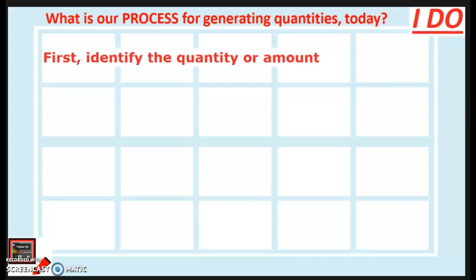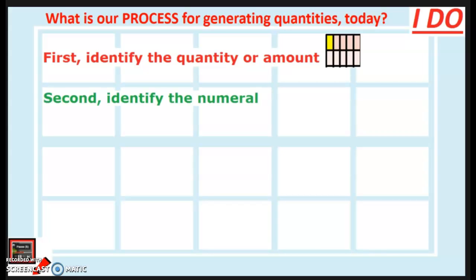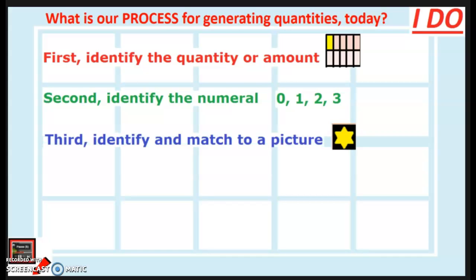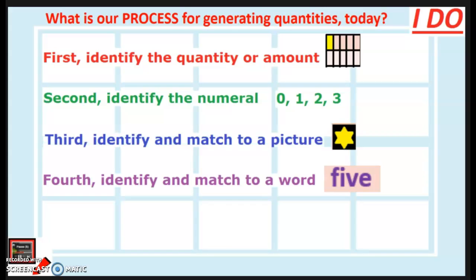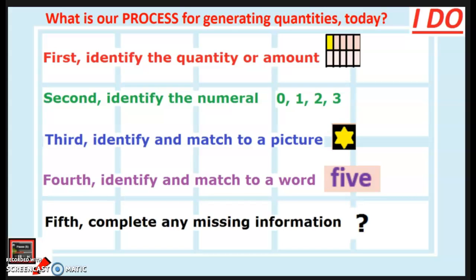So, as always, we have a process, and it's going to sound the same as before because it is. First, we're going to identify that quantity or amount, and we're going to be using that on the make 10 frame. Then we're going to identify that numeral, then the picture to match it, then the word to match with it, and then last, we're going to complete anything that we may be missing. So let's go get started.